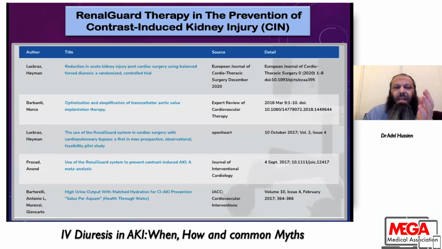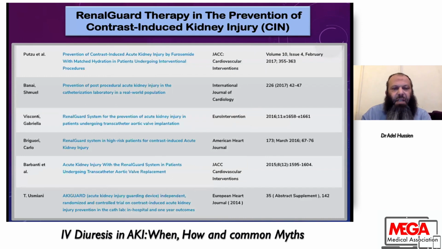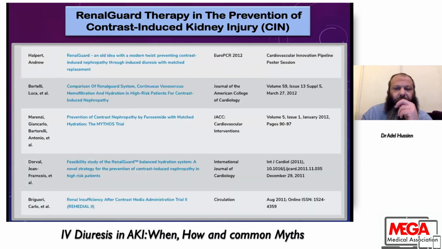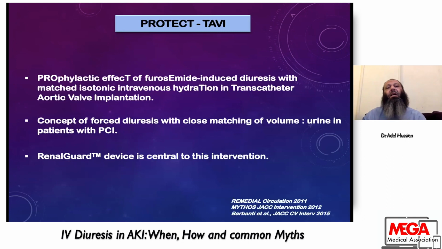Many trials address the renal guard therapy, from the latest here in 2020, just recently, and they are addressing the reduction of AKI post-cardiac surgery based on forced diuresis, and this is one of the recently published RCTs. Also in 2016, 2015. So many trials, as I'm showing you here, just not to go thoroughly through it. Here is just to choose one of the common studies that address this issue. They call it Protect TAVI.